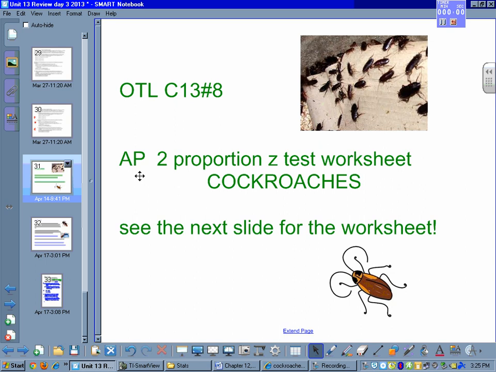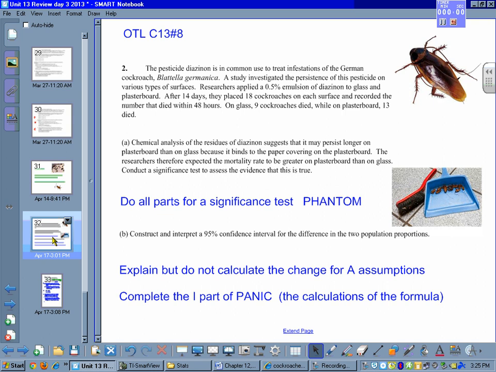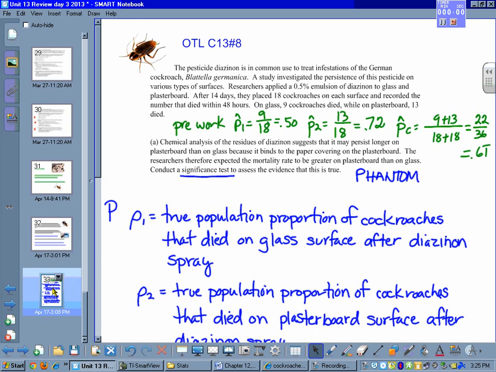Good afternoon. I am going to do an example of a two-proportion z-test and a bit of a two-proportion z-interval. It's for the cockroach worksheet. I've already started some of it, but let me just go over what we're doing. We're trying to find out if there's a difference with this diazinon spray on how many cockroaches it will kill on glass versus plasterboard. So I've already done some of the pre-work.